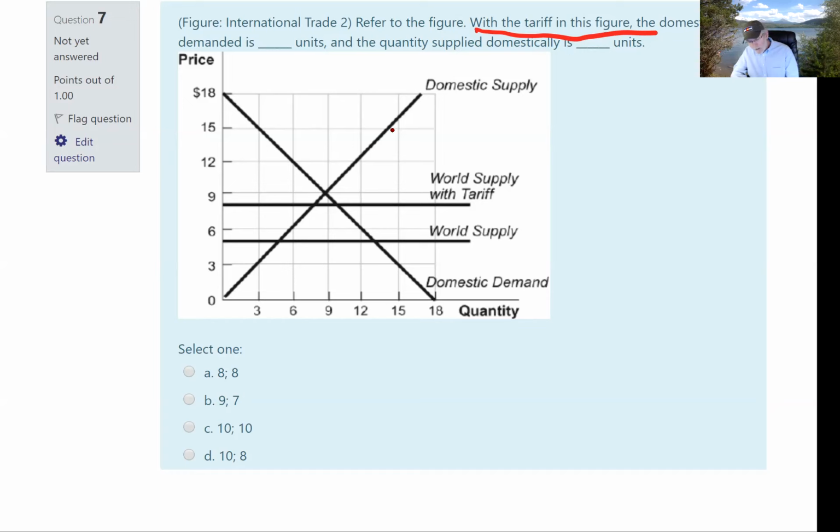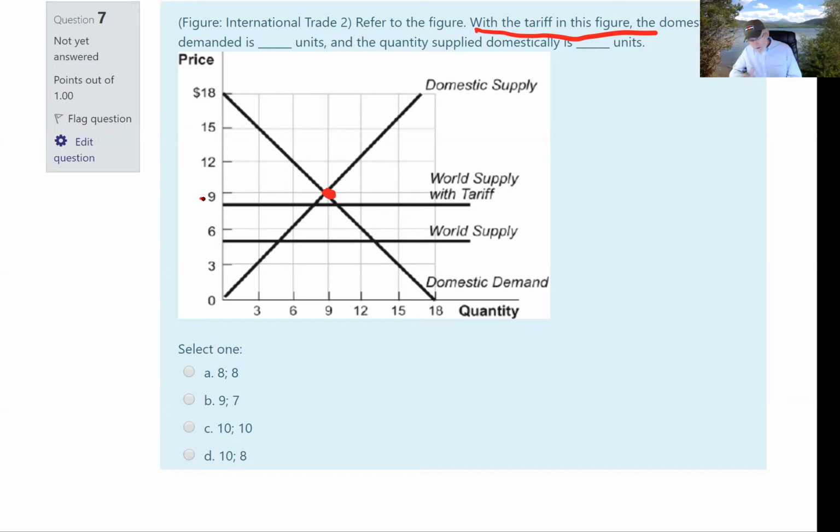You've got a domestic supply curve. That's how much the American producers are willing to supply. Got the domestic demand curve, okay? You got the world supply, and then you got a world supply with a tariff, okay? Let's forget about the world. If we did not have any foreign trade, what would happen? We would be at this intersection, and the price would be $9, okay?